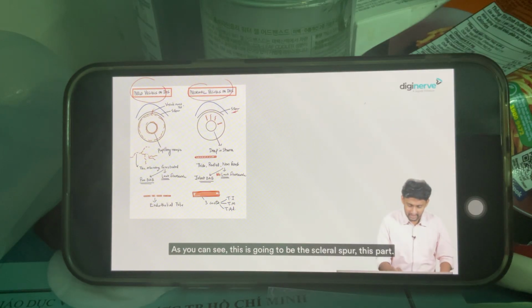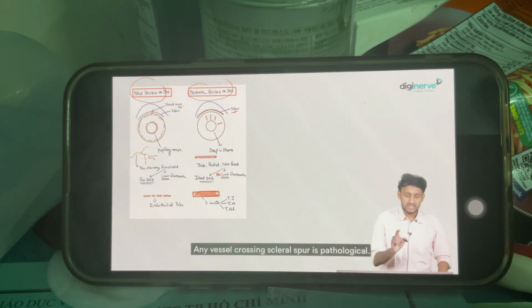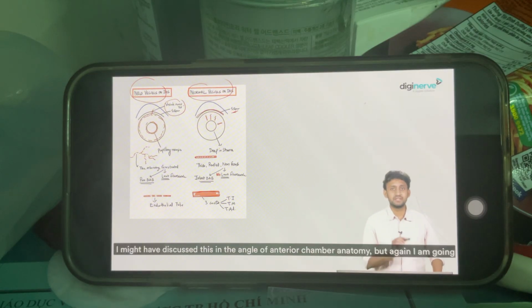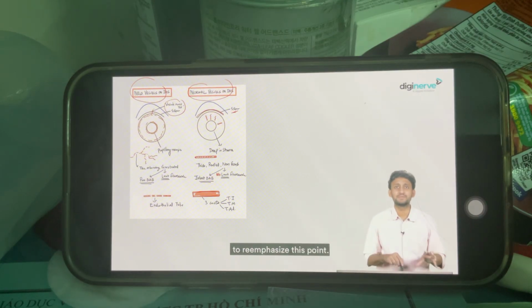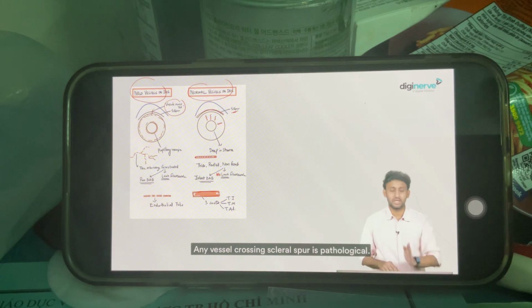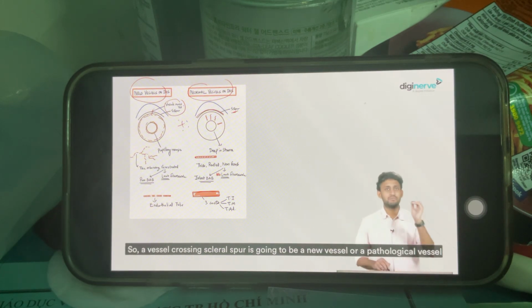As you can see, this is going to be the scleral spur. This part. Okay. Any vessel crossing scleral spur is pathological. I'm going to discuss this in the angle of anterior chamber anatomy, but again, I'm going to re-emphasize this point. Any vessel crossing scleral spur is pathological. So a vessel crossing scleral spur is going to be a new vessel or a pathological vessel on the iris.